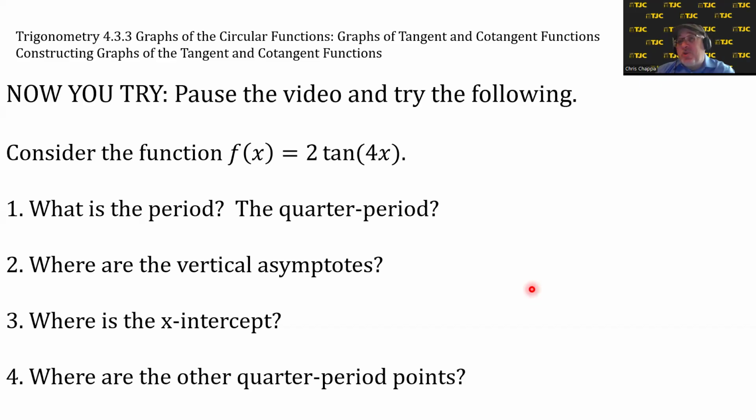But I'd like you to pause and try the following. I'll give you a function and ask you some questions. Give it a try. This video is kind of going on long, so be it. All right, if you haven't paused the video yet and tried, here are the solutions.